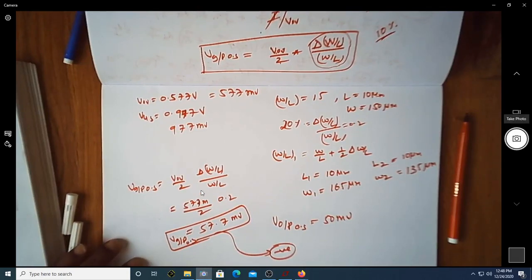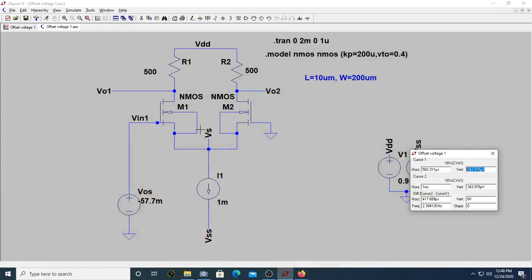So there is an overall difference of 20% here. This 20% multiplied by VOV by 2, where VOV is actually 577 millivolt, divided by 2, this entire equation comes out to be 57.7. Since the output offset voltage is positive, I had to apply a negative offset voltage of 57.7 so that I can get the output offset voltage 0. As the definition of input offset voltage goes, you may have to apply opposite polarity of the output offset voltage at the input to make the output offset voltage 0. So I'm making the output offset voltage 0 by applying a negative voltage.